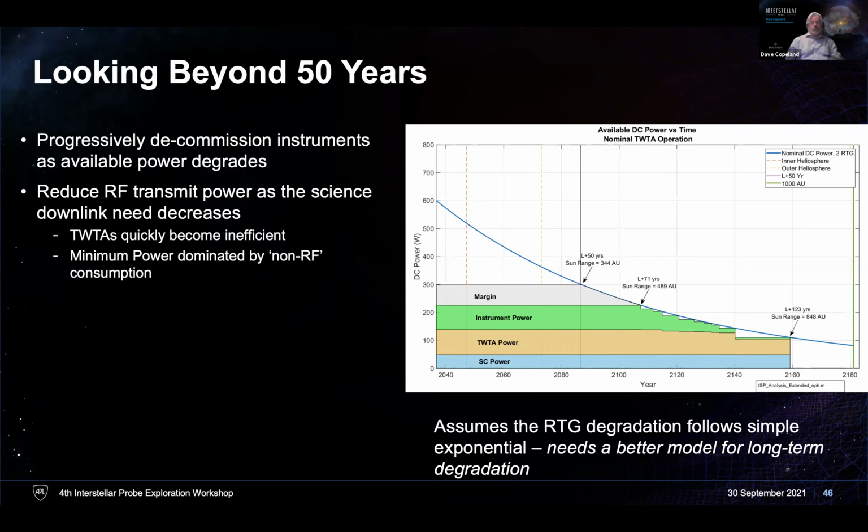Assuming that we do that, and assuming we stick with TWTA as we're showing here, you actually can get out to about 123 years life. This, by the way, is making one big assumption, and that is that RTG power that's available to us does follow a simple exponential. I would very much like to have a more detailed model of what we could expect from the RTGs. Go to the next slide.